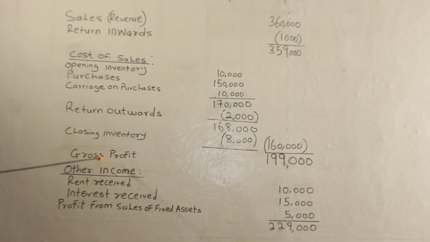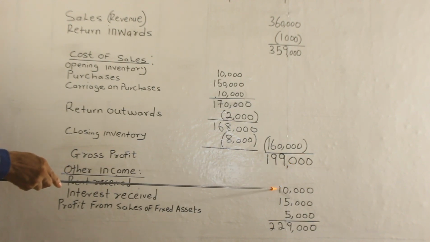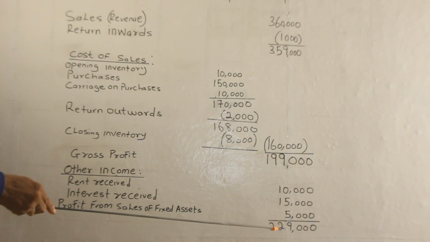So adding the other income to gross profit, we have rent received with an assumed figure of $10,000. We have interest received $15,000, and profit from sales of fixed assets, $5,000. Now, if you add 199,000 plus 10,000 plus 15,000 plus 5,000 gives us $229,000.